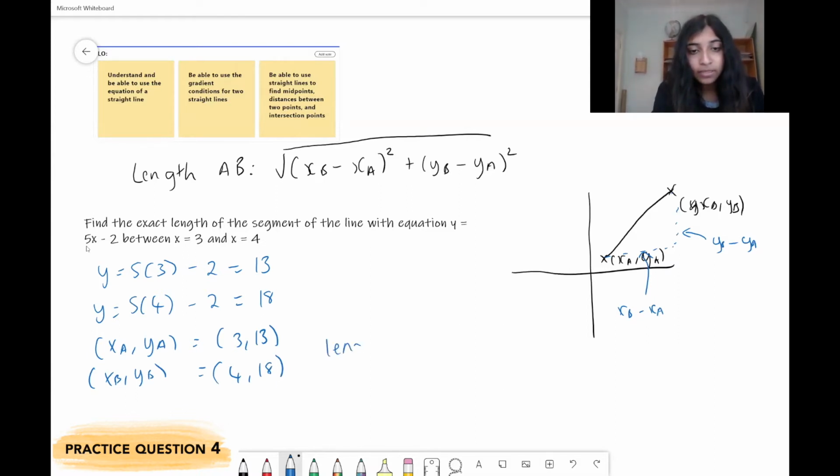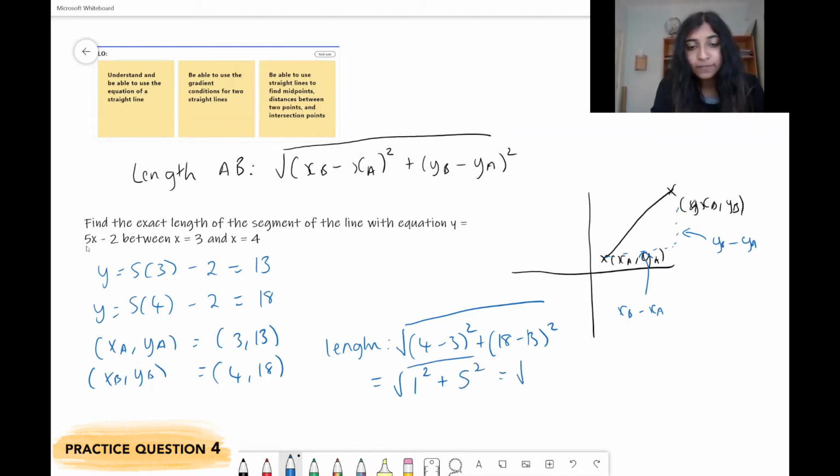So the length is equal to the square root of XB minus XA, so 4 minus 3, squared, plus YB minus YA squared, so that's 18 minus 13, squared. That's equal to 1 squared plus 5 squared. So you get the square root of 1 plus 25, which is the square root of 26, and that is the length of the segment of the line between these 2 points.